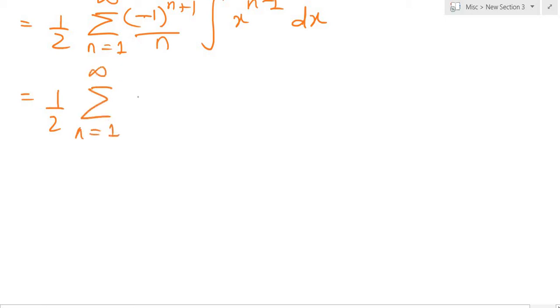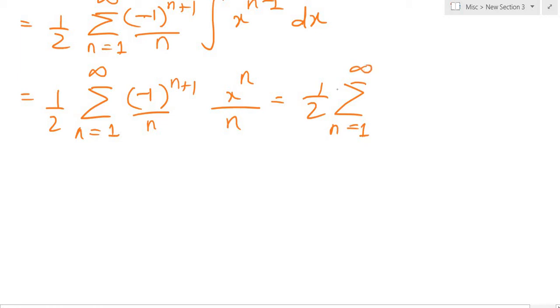The sum from n equals 1 to infinity of minus 1 to the n plus 1 over n, and then integrating this using the power rule, we have x raised to n over n, the new power, right? Well, this becomes half of the sum from n equals 1 to infinity of minus 1 to the n plus 1th power over n squared and x raised to n. Well, we can actually convert this into our dilogarithm function, but the problem is this alternating part.